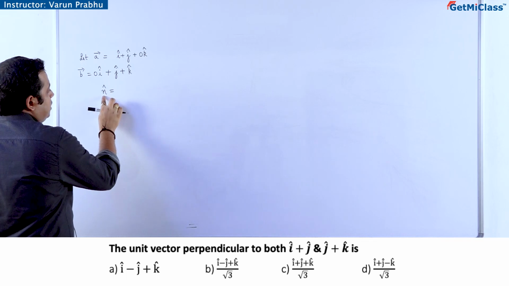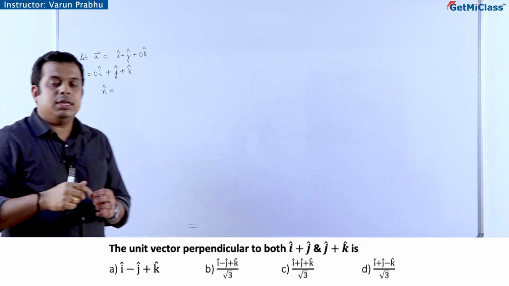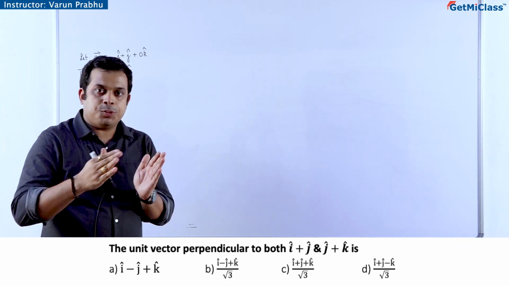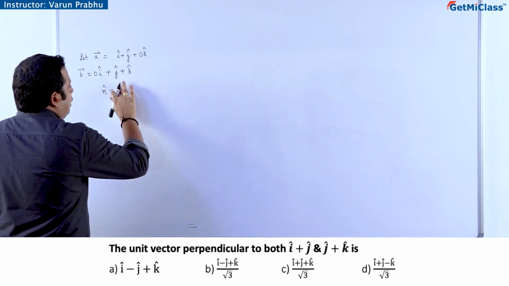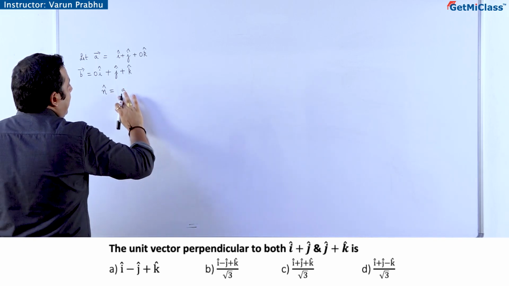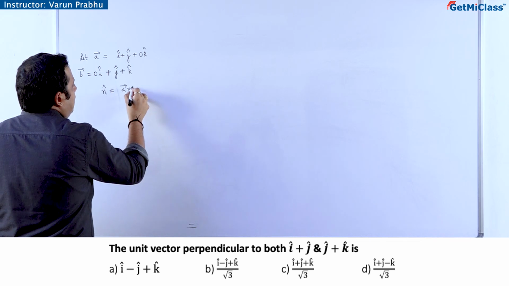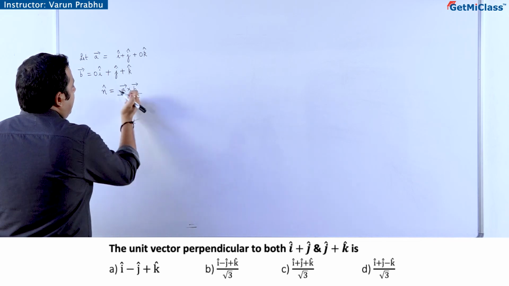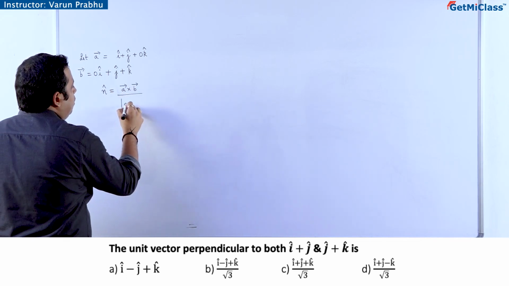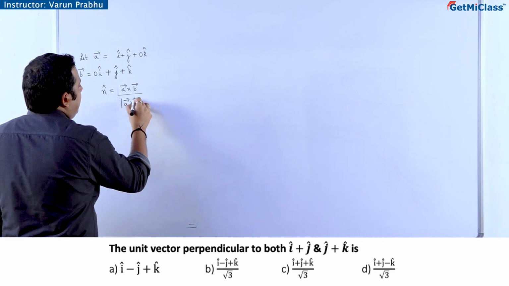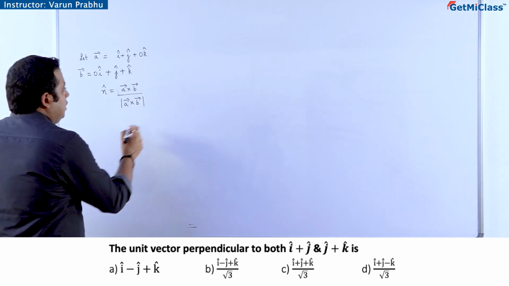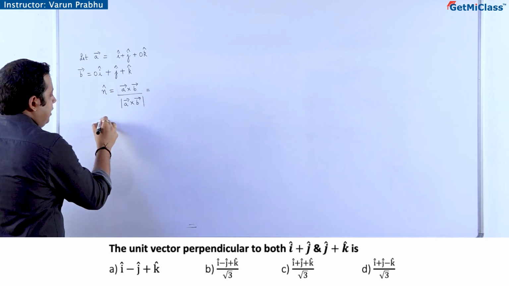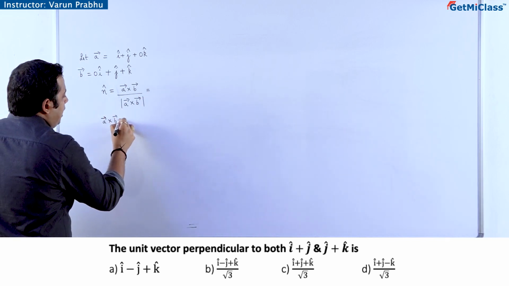Unit vector means the answer should be a vector. If the answer has to be a vector, definitely we have to take the cross product between the vectors, not the dot product. So the unit vector can be written as vector A cross B divided by the magnitude of A cross B. Do you get it? So you calculate first the magnitude of A cross B.